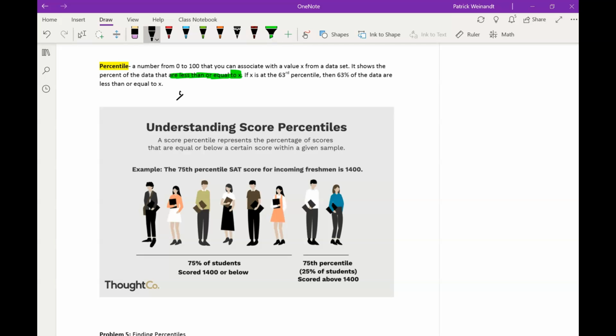Okay? It shows the percent of data that is at or below an amount in question. Now this next example can be a somewhat confusing example, so I'll make sure to talk about it carefully. A lot of times you'll see percentiles when talking about test scores for ACTs and stuff like that. So for example, we have scores for an SAT in a given year. So a score percentile represents the percentage of scores that are equal or below a certain score within a given sample. We know that percentiles are just the percent of data at or below an amount in question.